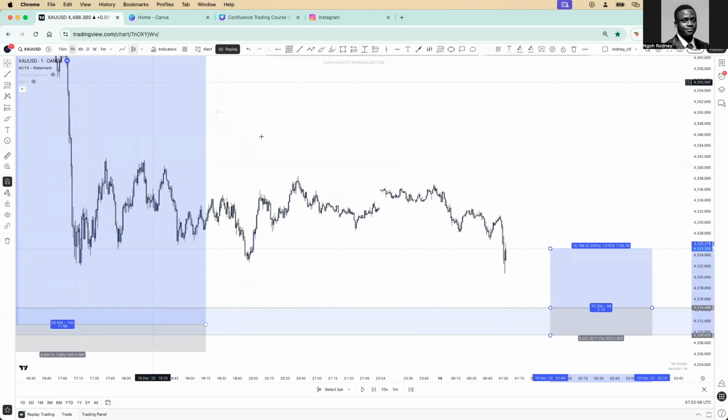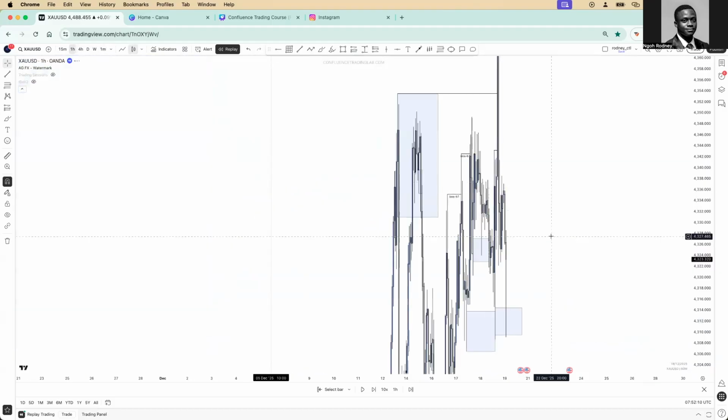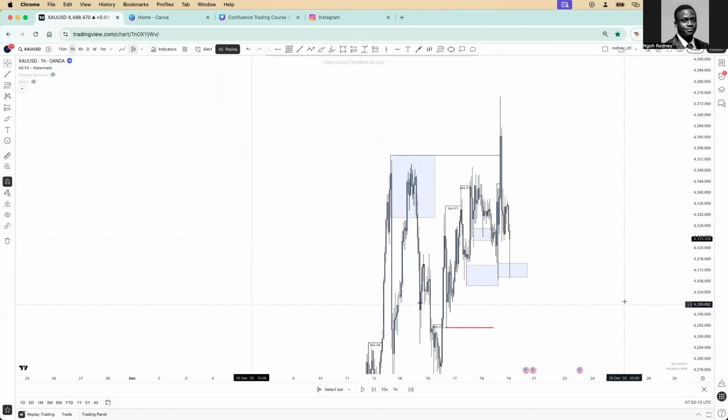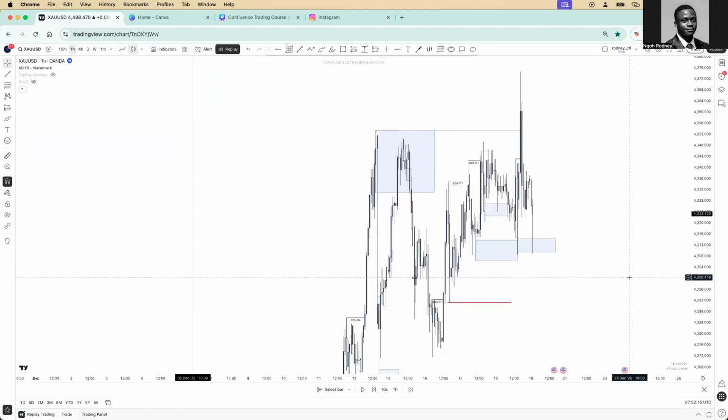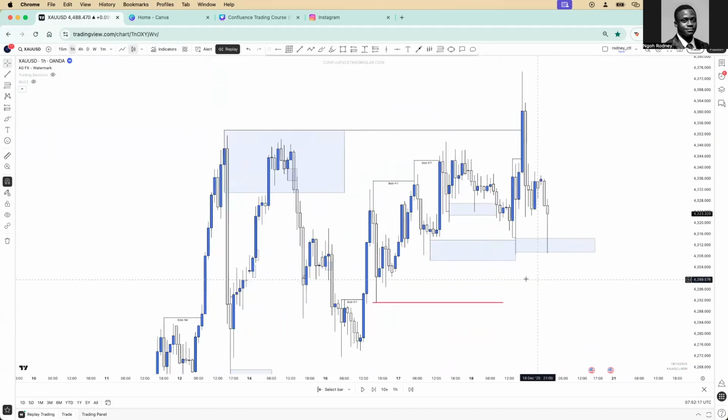Now I want us to zoom out a little bit to 1 hour. God, this thing is happening too quickly, but I want us to zoom out a little bit so that I show you something. You see that this POI here is intersecting with this POI, right? So my real stop loss is supposed to be below this one, the second one. But I want us to even go a step further.